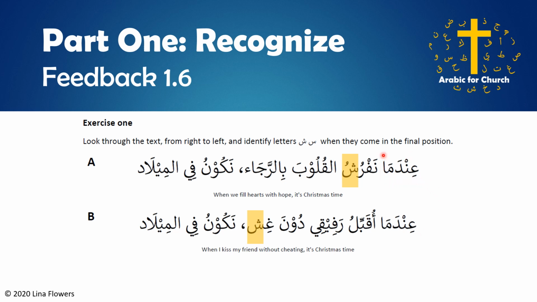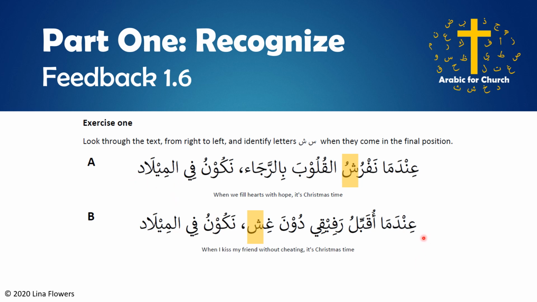So looking here, we know this is a letter Aleph connected. This one is letter Sheen isolated. This is a Ba isolated. We have an Aleph and a Hamza here. We don't know these two. We haven't learned them yet. And we have a Dal. This is Milad, which means Christmas.